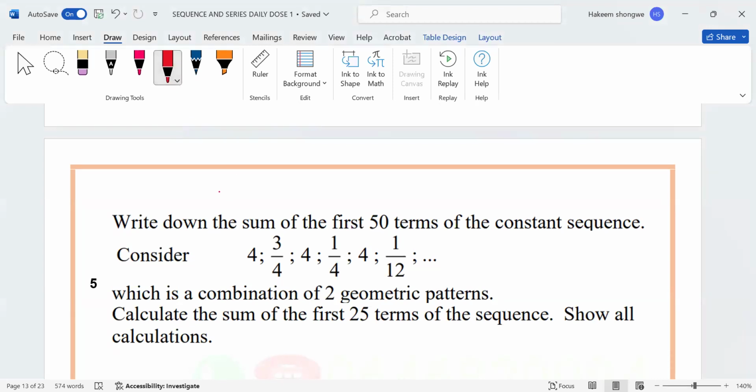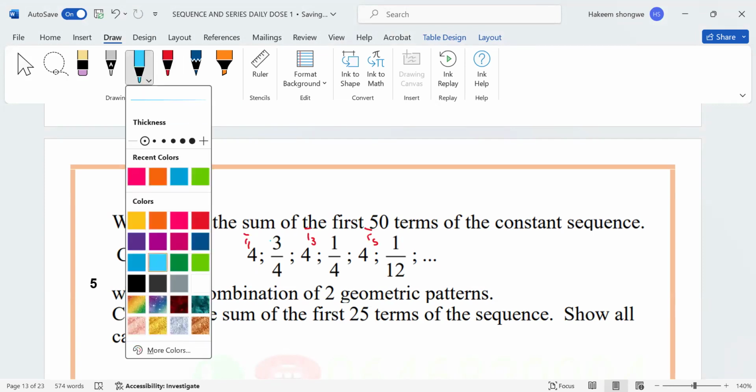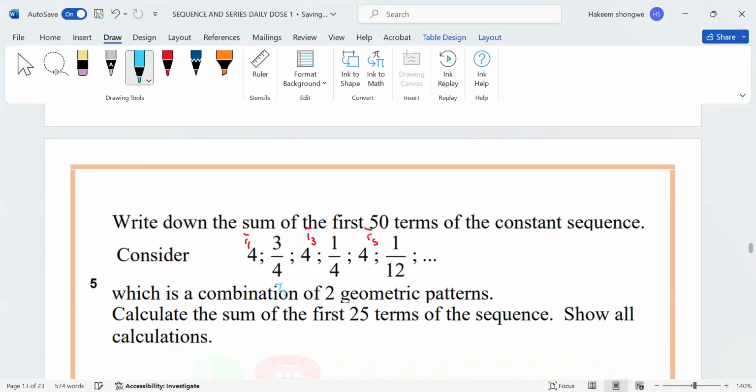Now, if you look at this here, we have term number 1 again. Here we have term number 3, and here we have term number 5 again. So it's 1, 2, 3. And then, using another color, here I have term number 2, this one. This is term number 4. This is term number 6.